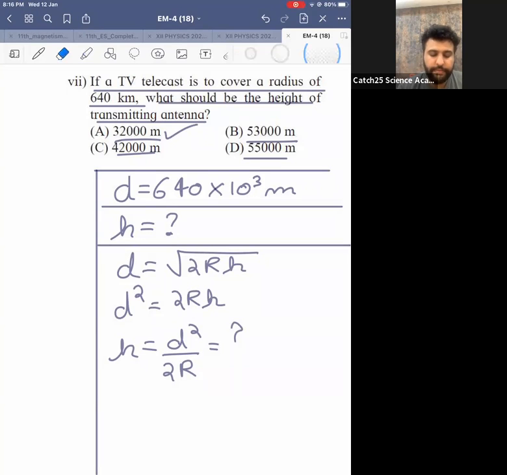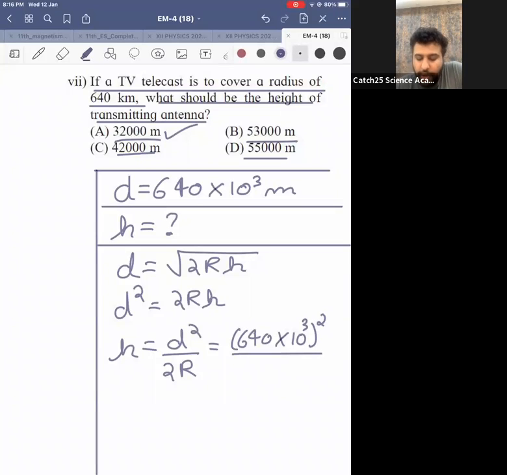Okay, I'll do it. Check. Now, what is D square? D square is 640 into 10 power 3 square. Correct? Everyone check. There are many ways to solve it. I am doing the longest possible way so that I'm not skipping any step. Divided by 2 into R. 6.4 into, tell me, what do I substitute as R? I will substitute R in meter, radius of the earth. So tell me, what should I substitute it as? 6.4 into 10 raised to 6.